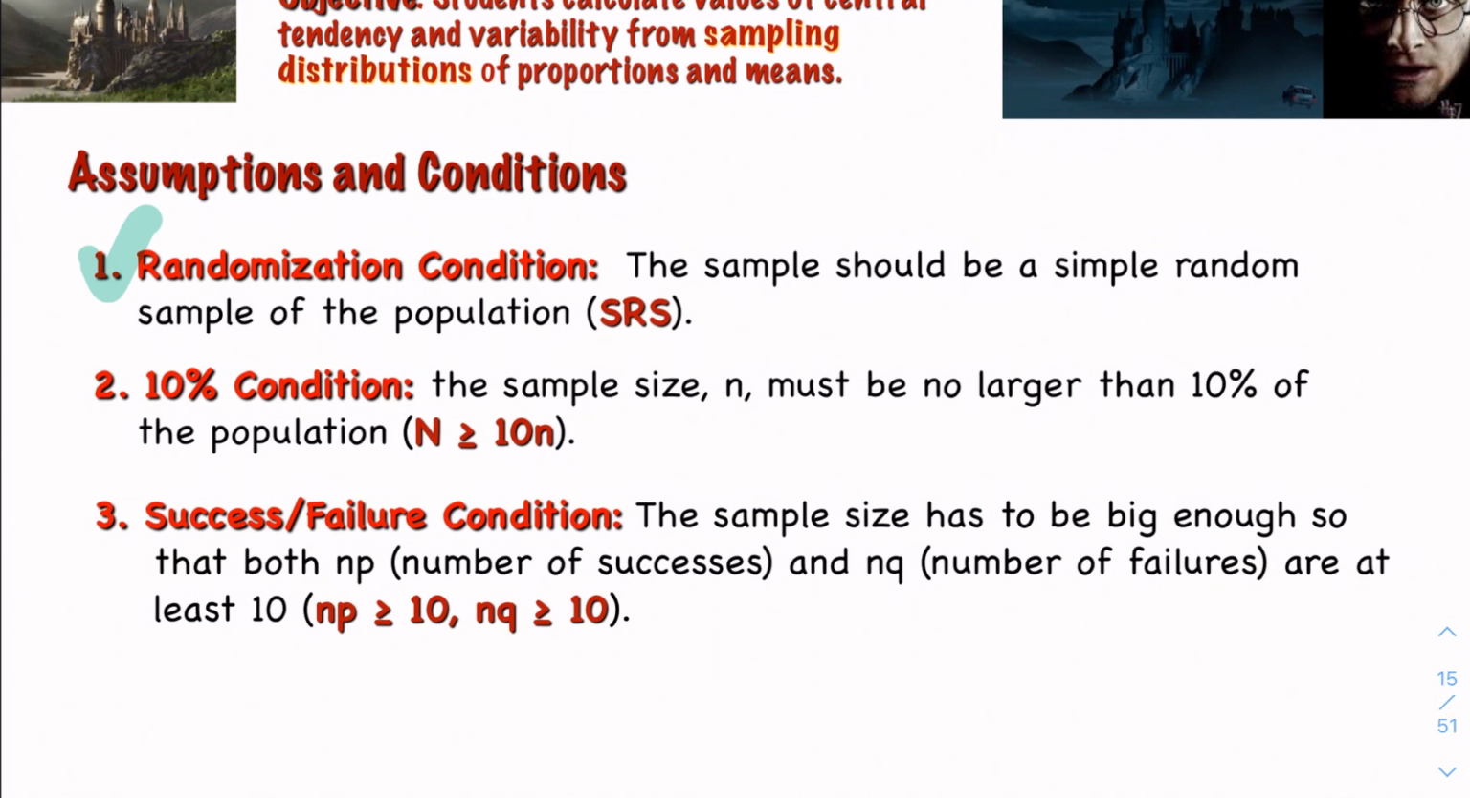And lastly, the success/failure condition, again, only comes up with categorical data. The sample size has to be big enough so that both np, the number of successes, and nq, the number of failures, are at least 10. This condition should look familiar to us.